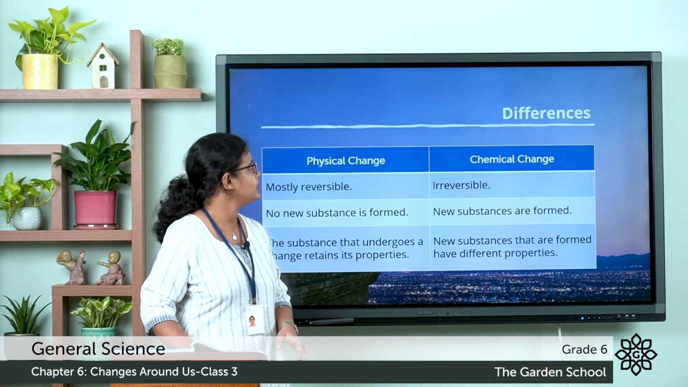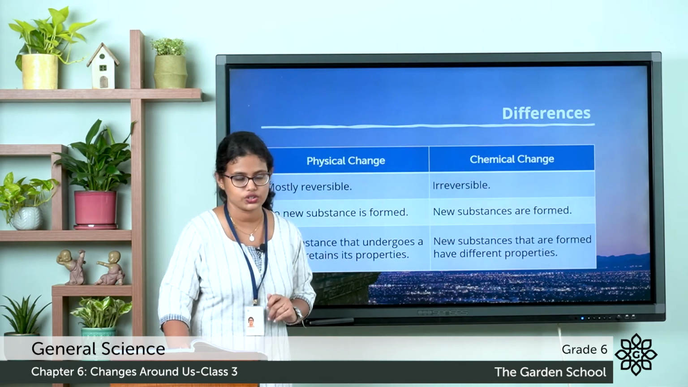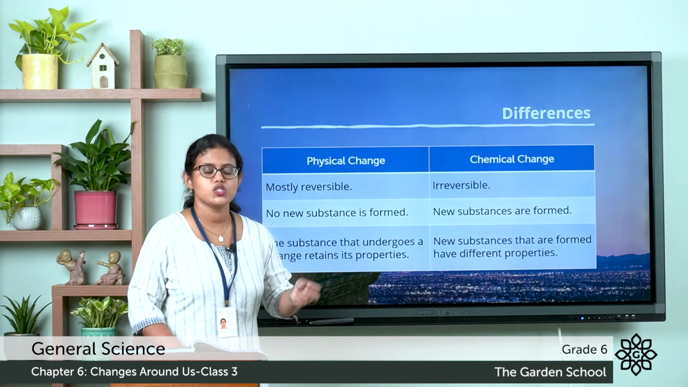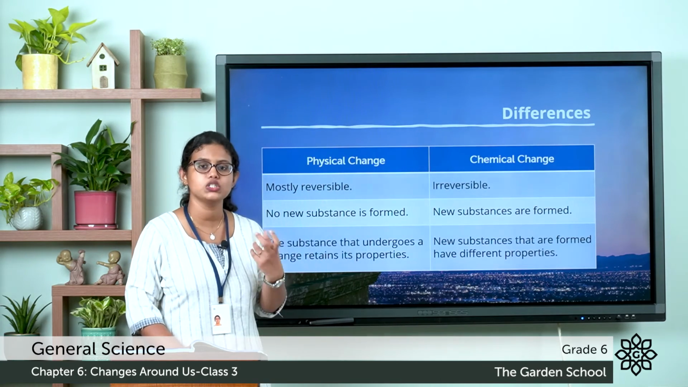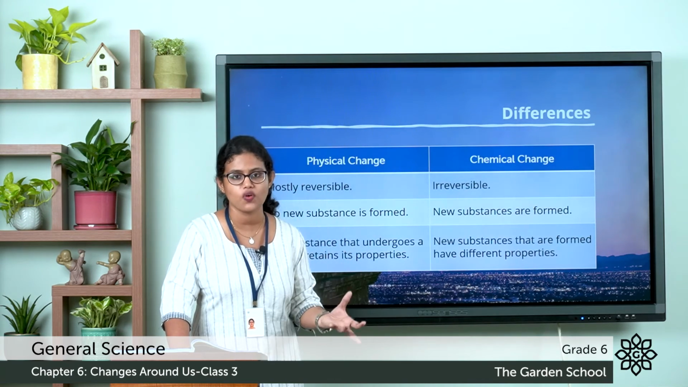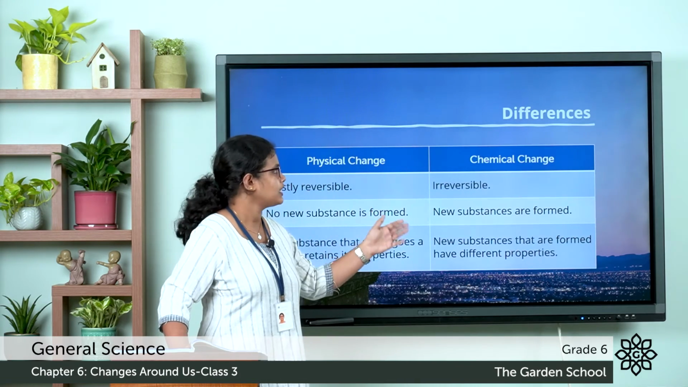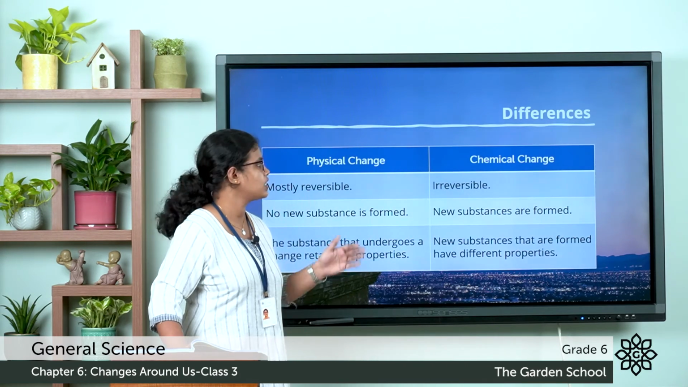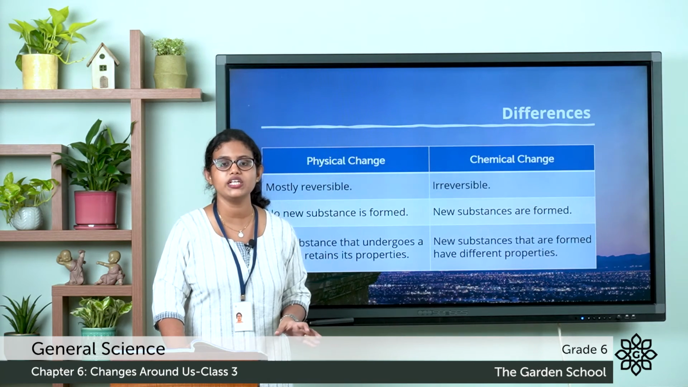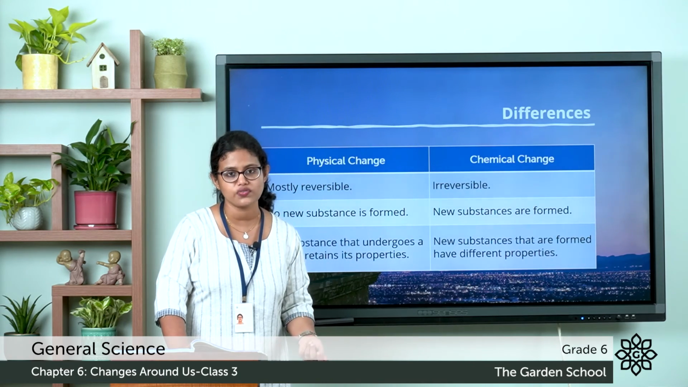So now let's see the difference between physical and chemical change. See the first one, that is mostly reversible. So physical changes are mostly reversible, which means it can be reversed to its original form. That is, it is temporary. The change is temporary. The next is about chemical change. So chemical change, it is irreversible, which means the change is permanent. You cannot reverse it back to the original form.